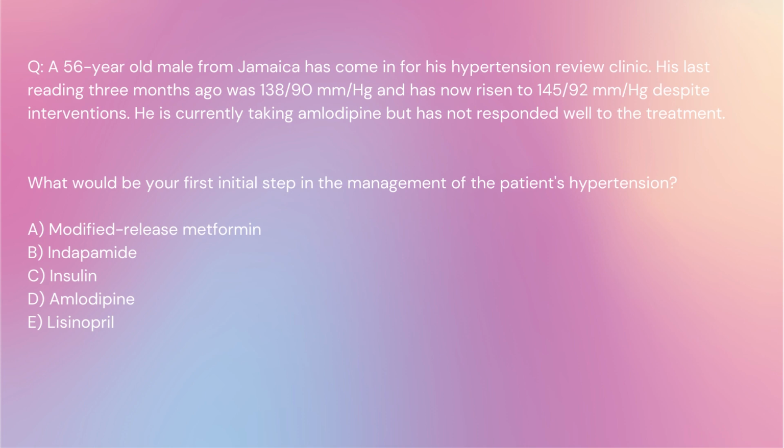Okay, let's have a go at question 1. So just an exam tip for you, always read the question and the answer stems first before looking at the stem of the question so that you know what you're looking out for when you read the question stem. So this is asking for the initial step in the management of the patient's hypertension. The options are modified release metformin, indapamide, insulin, amlodipine, and lisinopril.